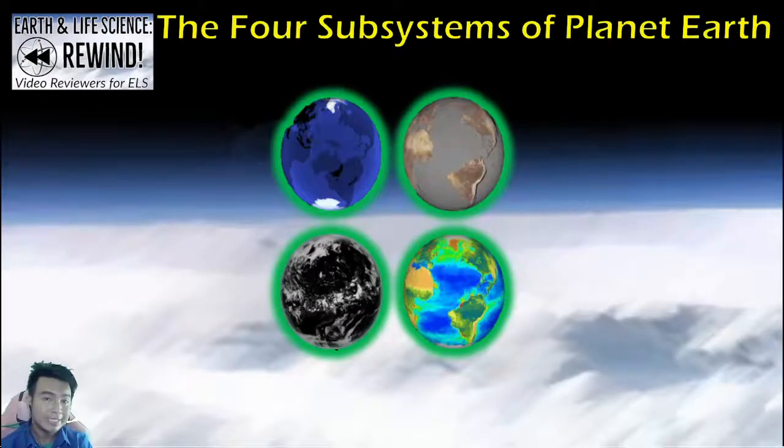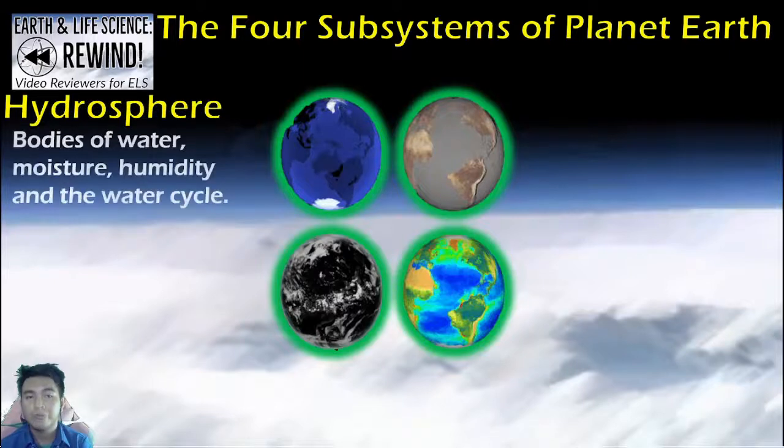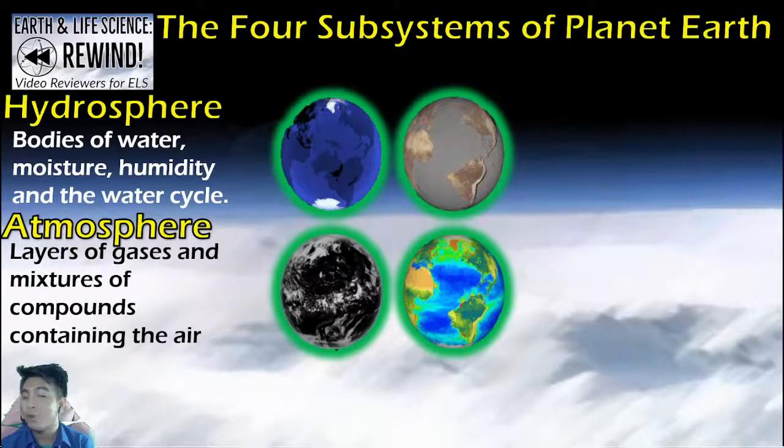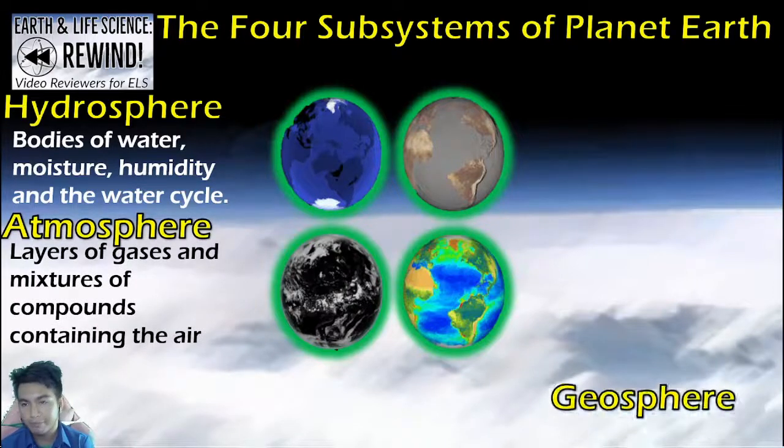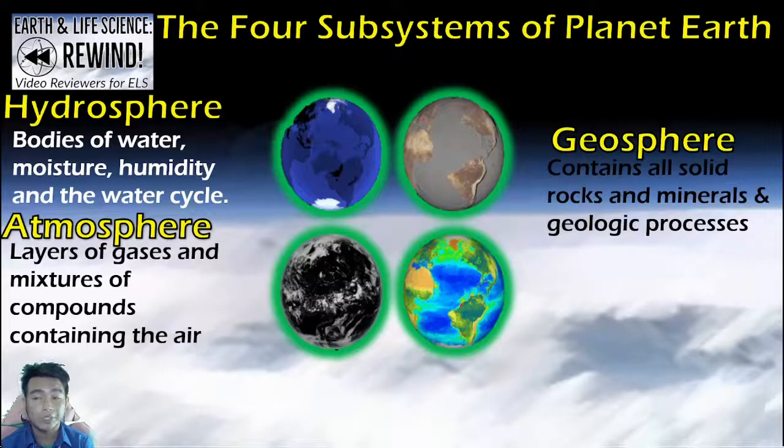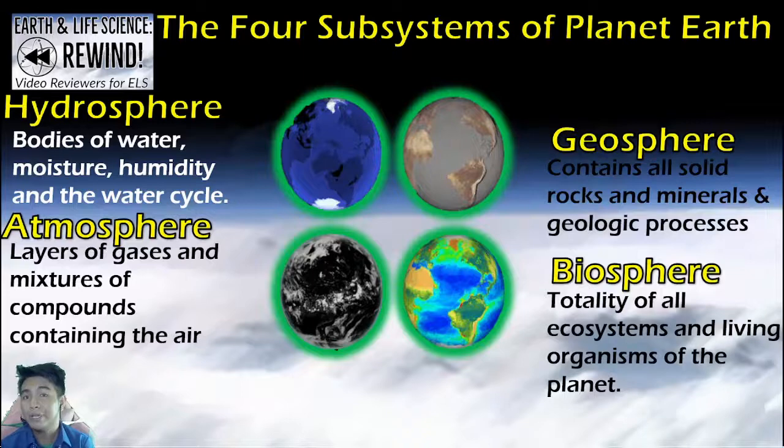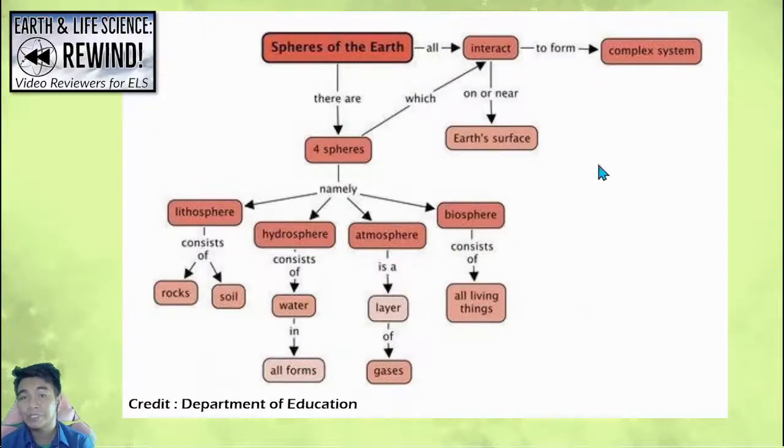So let us summarize again the four subsystems of planet Earth. With the hydrosphere containing all the water in this planet, atmosphere, all the gases and gaseous compounds, geosphere, which has all the solid rocks and minerals and even the geologic processes, biosphere, which contains all living organisms, and not only that, the abiotic factors and the ecosystems as well. We can simplify this lesson into this concept map courtesy of the Department of Education, and this summarizes everything I have discussed in this video, except for the interactions and changes among subsystems.